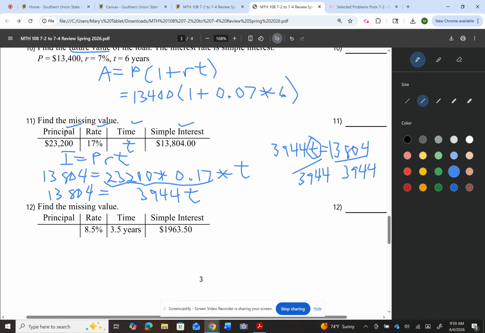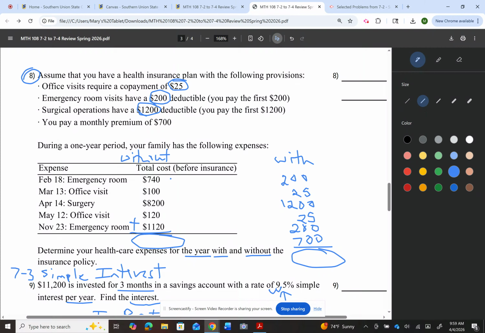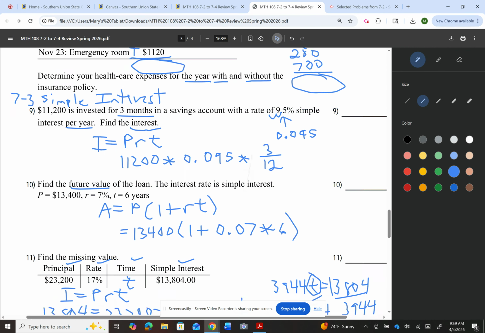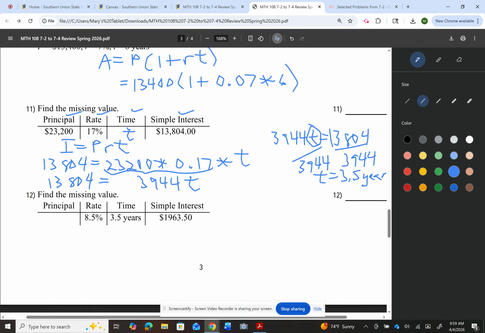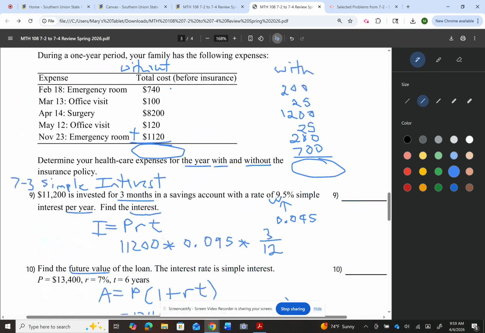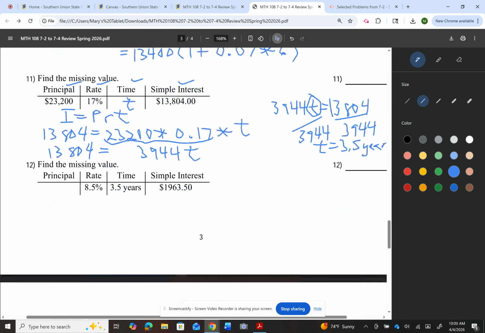So 13,804 divided by 3,944, and we get 3.5. So 3.5, and it would be years since the interest rate is assumed to be annual. All right, so it's years.